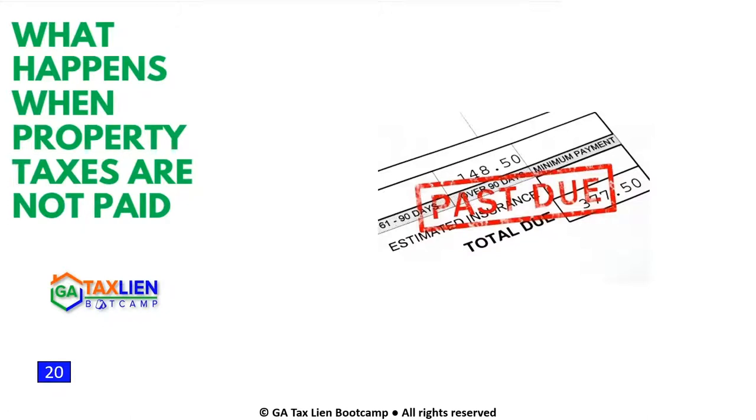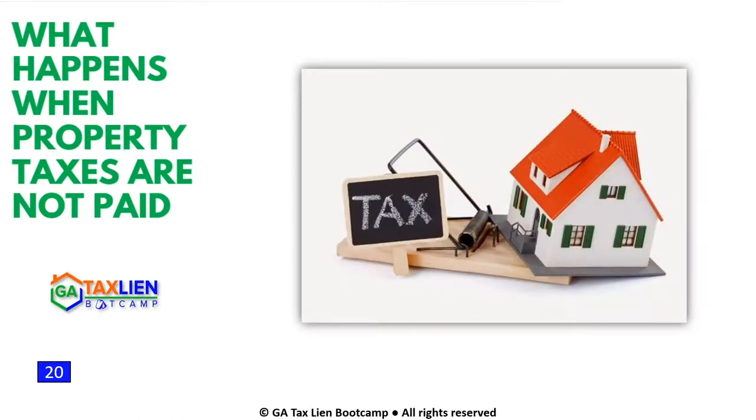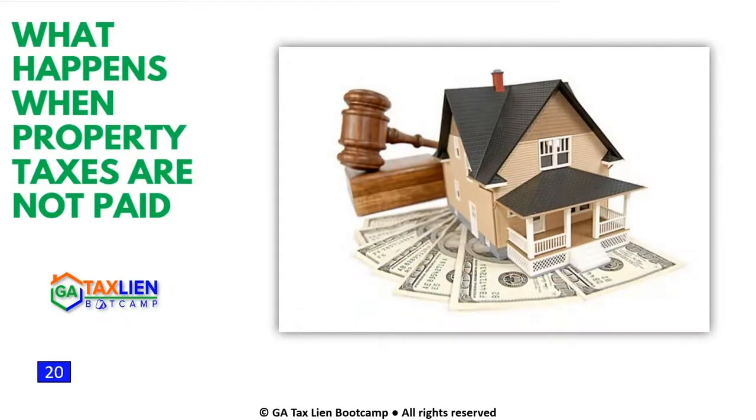The original homeowner will receive a notice in the mail saying that, hey, your taxes are past due, you need to pay them. That homeowner then does not pay their bill. So by law, the county government must collect those property taxes. So the tax commissioner will levy that property or that parcel and then sell it at public auction to the highest bidder. Now, from an investment standpoint, why is this process so important to you?